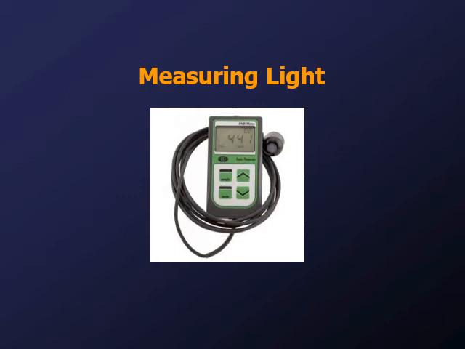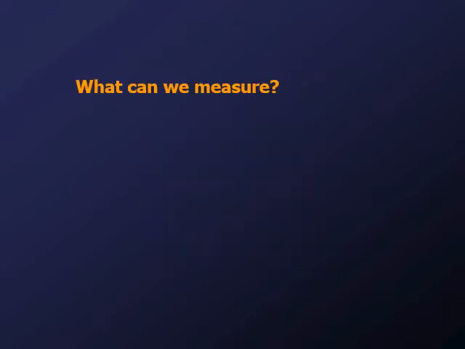Okay, so in this lesson, I want to talk about measuring light: how we measure it, why we measure it, and what we can do with that information. In this picture is a very common quantum meter that would be used to measure light intensity in a greenhouse. They're fairly expensive, so I'm not sure it's something you'd want to just run out and buy.